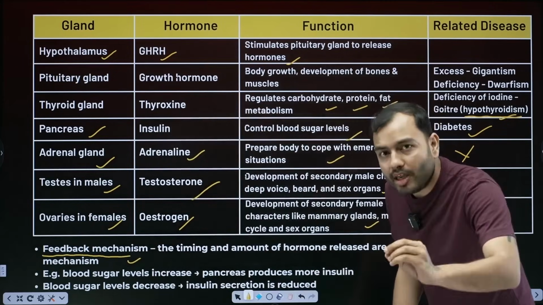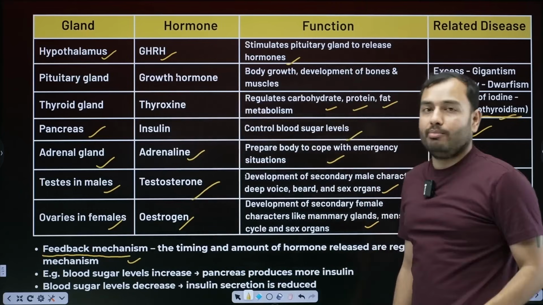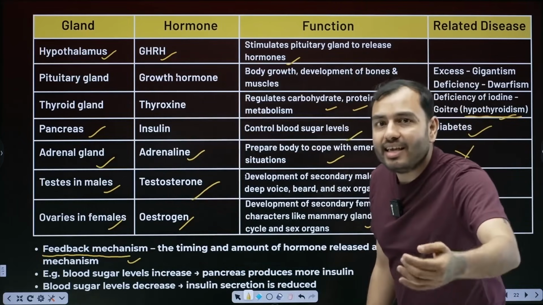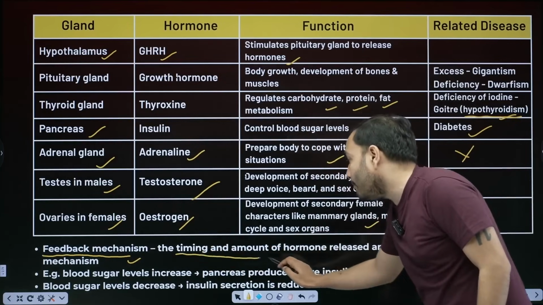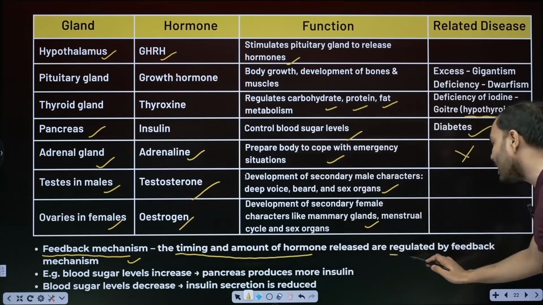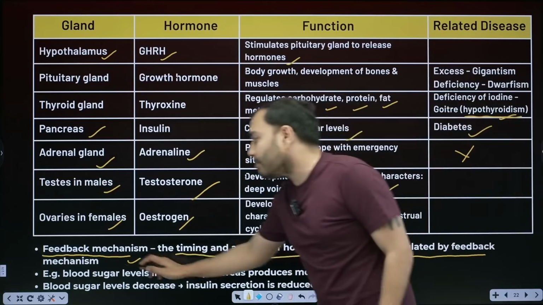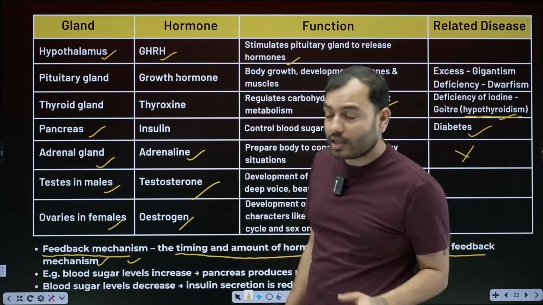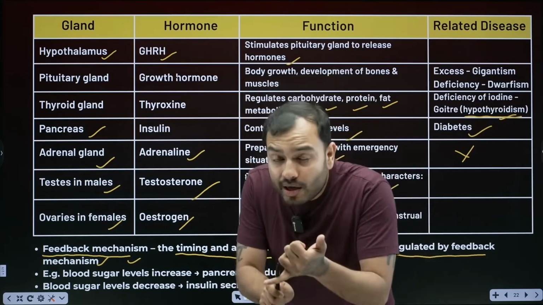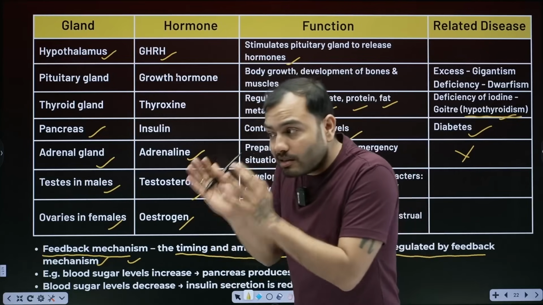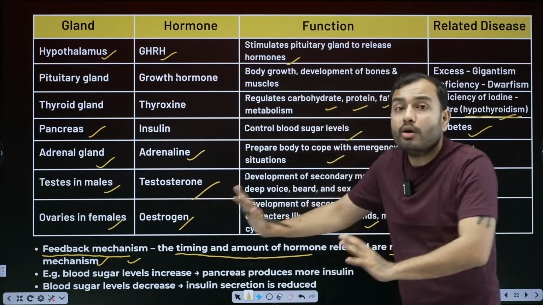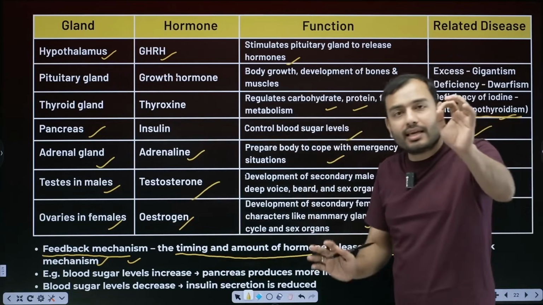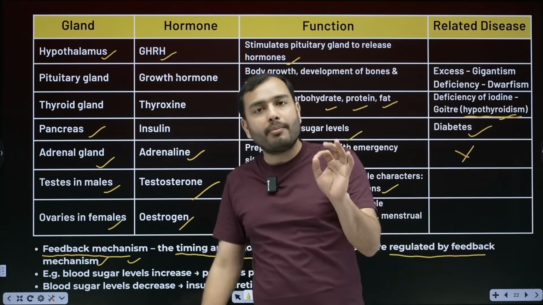What does it do? It regulates the timing and amount of hormone. How much should it release? The timing and amount of hormones released are regulated by the feedback mechanism. Look at an example of this. At what time and how much hormone to secrete is regulated by the feedback mechanism. If you have to write an example, you will write this.